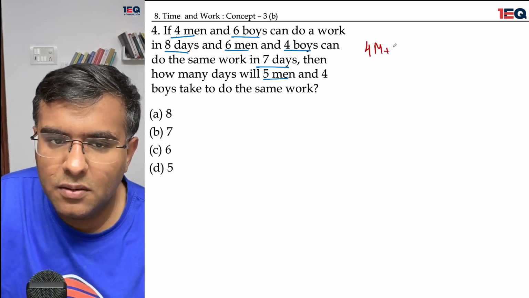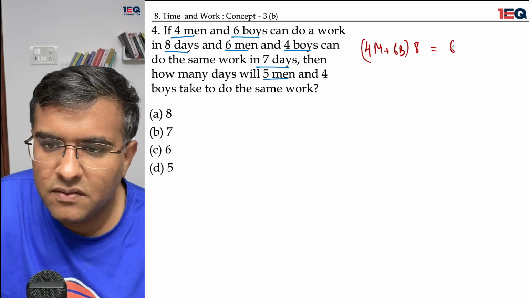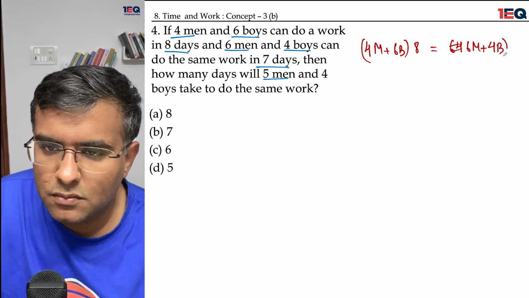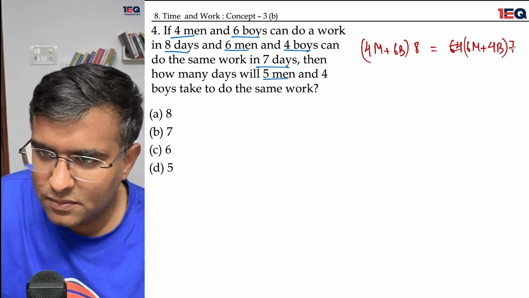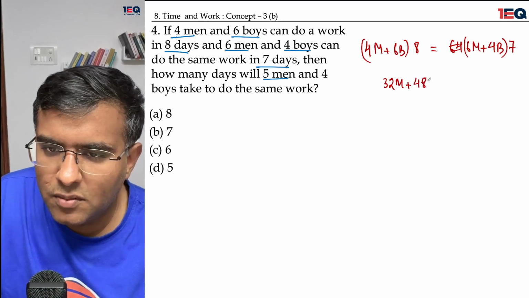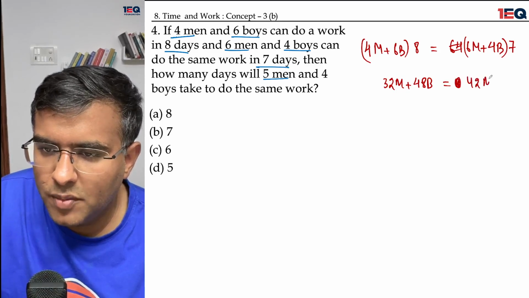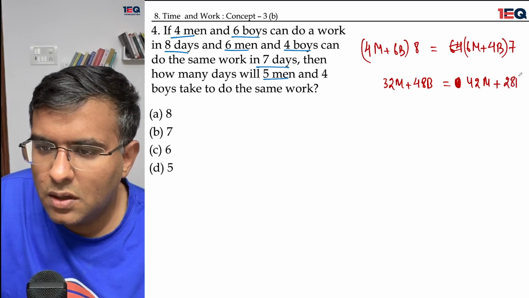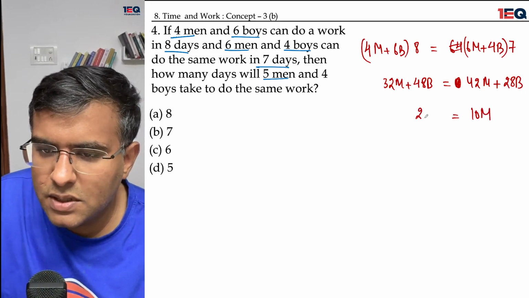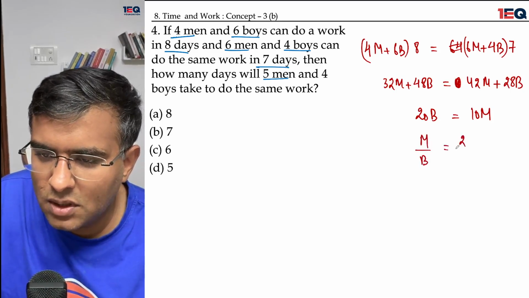I'll write 4 men plus 6 boys can do a work in 8 days, and the same work can be done with 6 men plus 4 boys in 7 days. Right. So 8 fours are 32 men, 8 sixes are 48 boys, is equal to 42 men plus 28 boys. This becomes 10 men and this becomes 20 boys. This brings me to the point where m upon b is nothing but 2 upon 1.